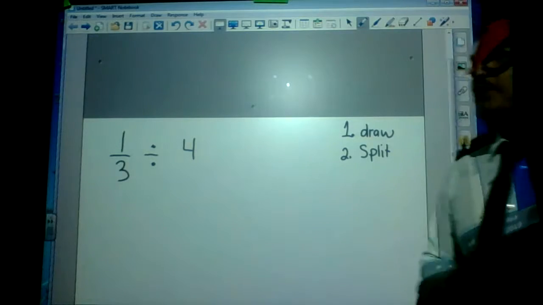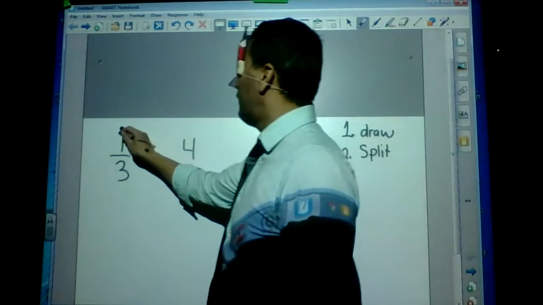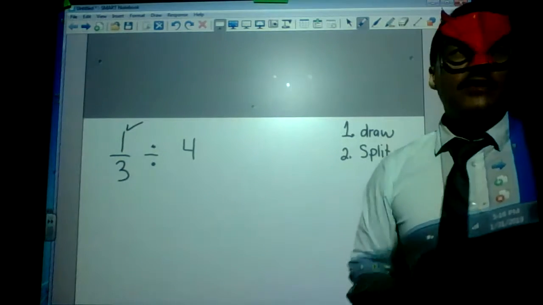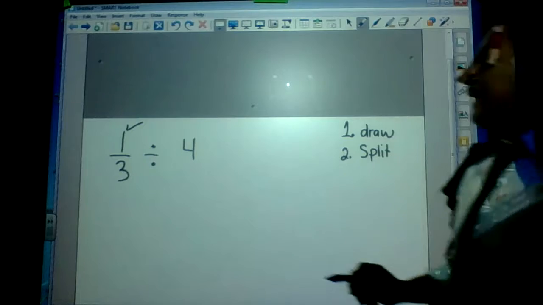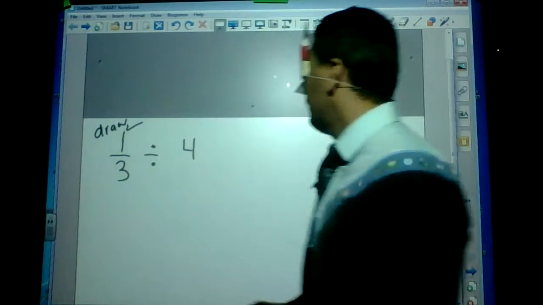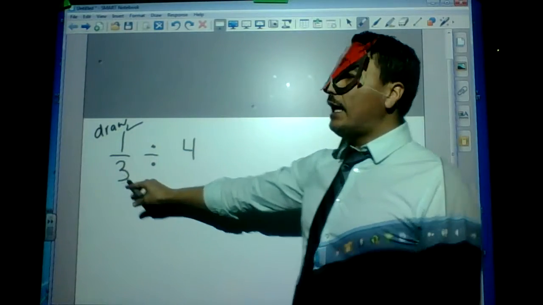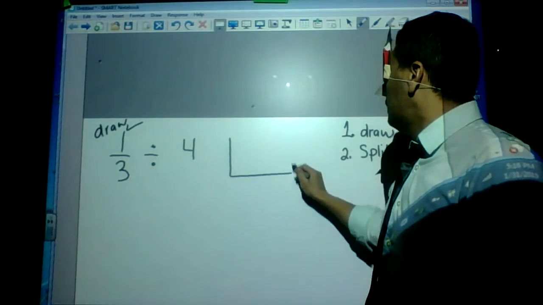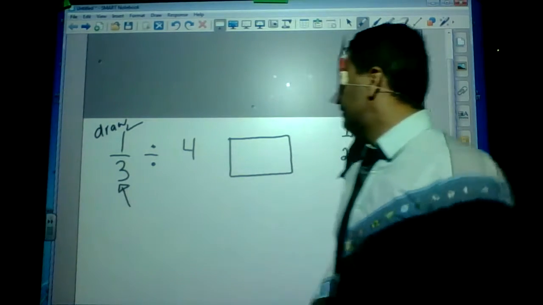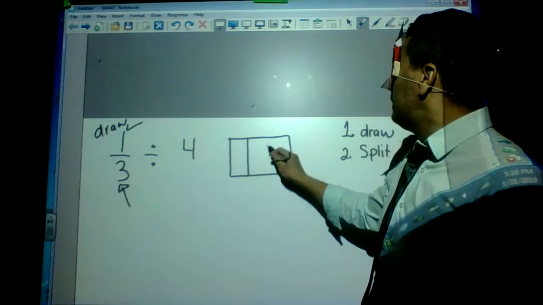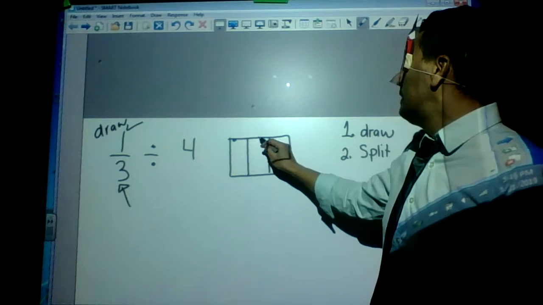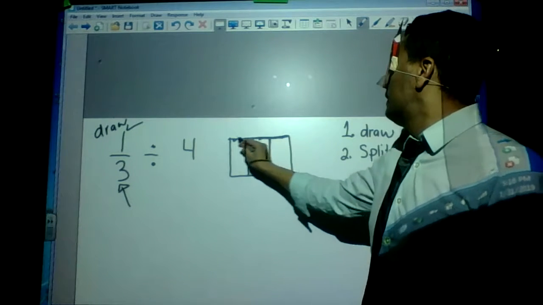The first thing I do is I look at my first fraction. Here's my first fraction right here. What I do with my first fraction, I draw it out. So draw the first fraction. So let me draw it. I see that I need to draw a house. And that house needs to have 3 rooms. So here is 1 room, there is 2 rooms. So I see my house has 1, 2, 3 rooms.